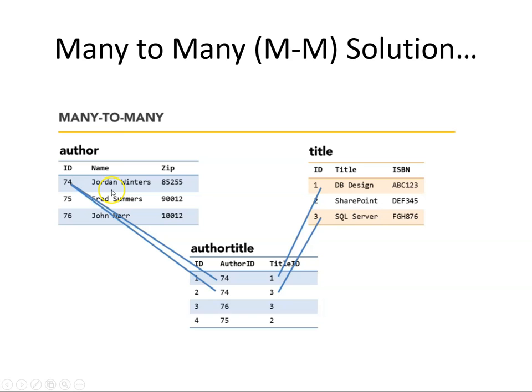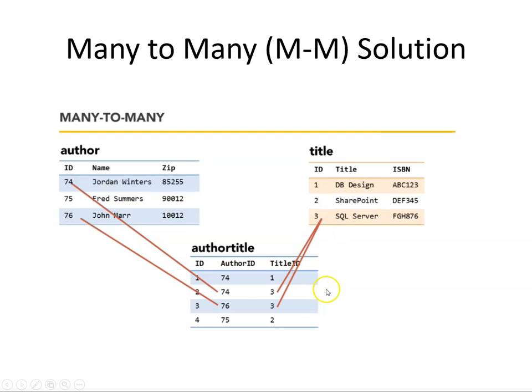We will do one of these in our miniature database, SIS. So if you take a look over here, Jordan Winters is the author ID for 2 books, so we can actually represent that. Which books? Well, book 1 and book 3. What is 1? 1 is DB Design, 3 is SQL Server. Additionally, SQL Server has 2 authors. Which 2 authors? 74 and 76. Well, who are they? 74 is Jordan Winters and 76 is John Marr. So by using this middle table, we can create a so-called many-to-many relationship, and we can also enforce referential integrity on this one.